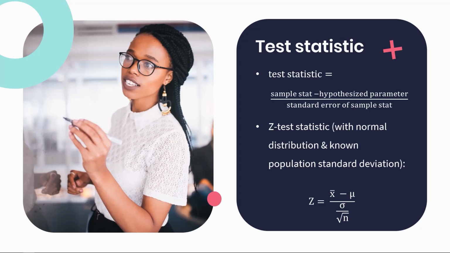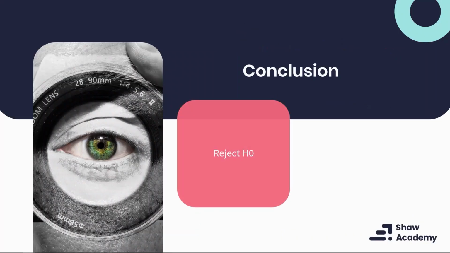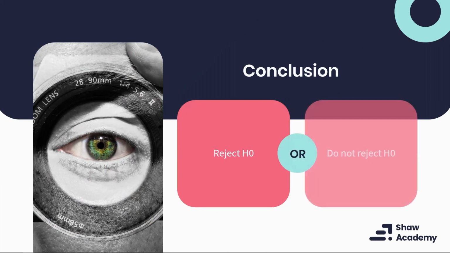If the test statistic lies in the rejection region, meaning if it's past the critical value, we would reject the null hypothesis and say that the null and alternative hypothesis are more likely not the same. The last step is to either reject the null hypothesis and accept the alternative hypothesis, or to not reject the null hypothesis.